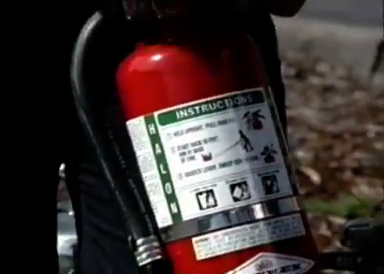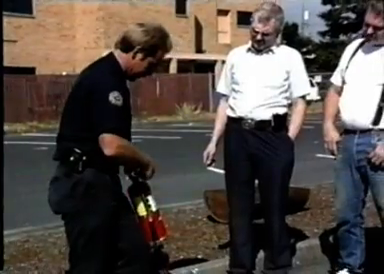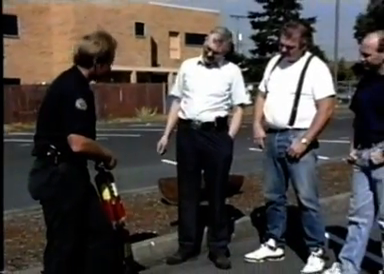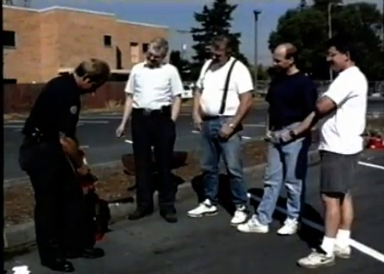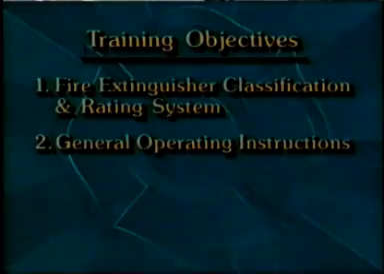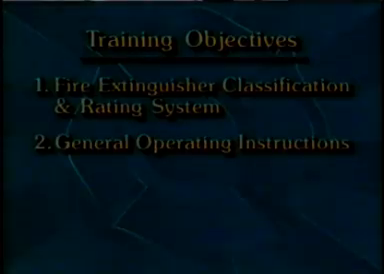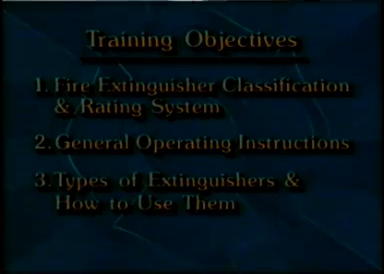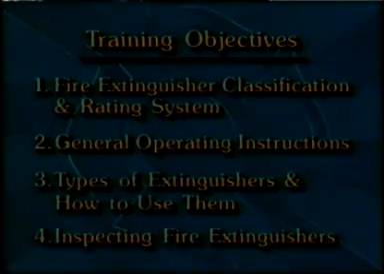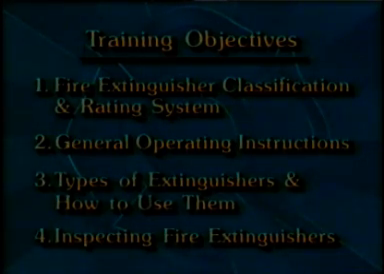In this program on portable extinguishers, we will present information about fire extinguishers and demonstrate how to use many different types of handheld extinguishers. The training objectives are to present the classification and rating system used for extinguishers, to show the general operating instructions for portable extinguishers, to describe different types of handheld fire extinguishers and demonstrate how to use each type, and to show a firefighter's responsibilities when inspecting portable fire extinguishers.